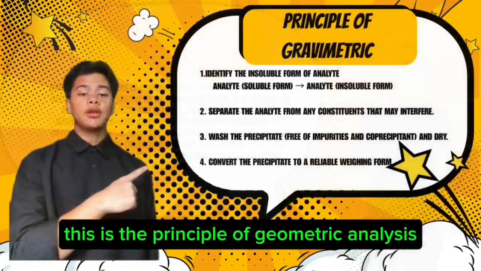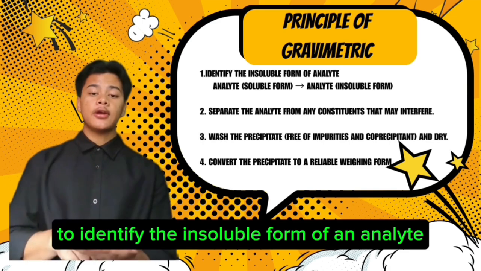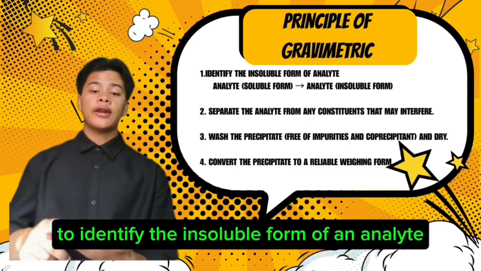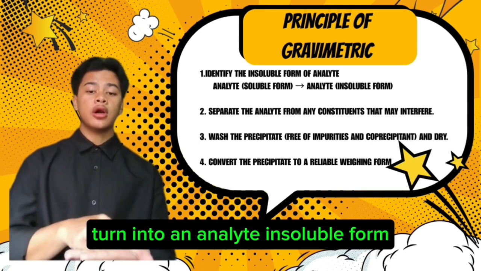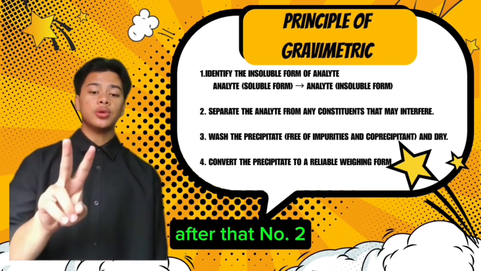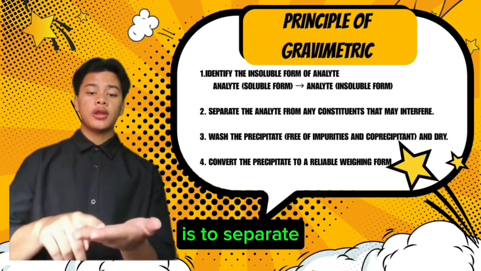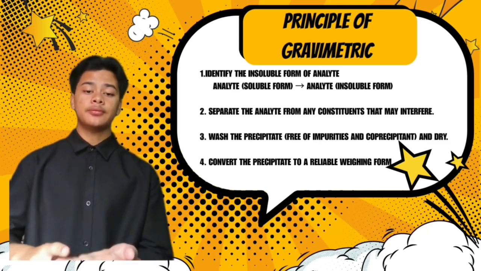The principle of gravimetric analysis. First, identify the insoluble form of the analyte: the soluble form of the analyte is turned into an insoluble form. Second, separate the analyte from any constituent that may interfere.